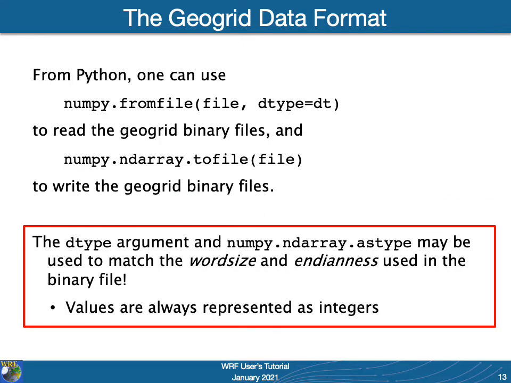If you're comfortable working in Python, you can easily read and write binary files that are usable by the geogrid program using NumPy. You can use numpy.fromfile to read one of these binary files into a NumPy array, and you can use array.tofile to write an array into a file that the geogrid program can read. It's important to note that all of the values in these binary files are represented as integers, so you'll need to use dtype to cast a NumPy array into an integer typed array before writing it out to a file.